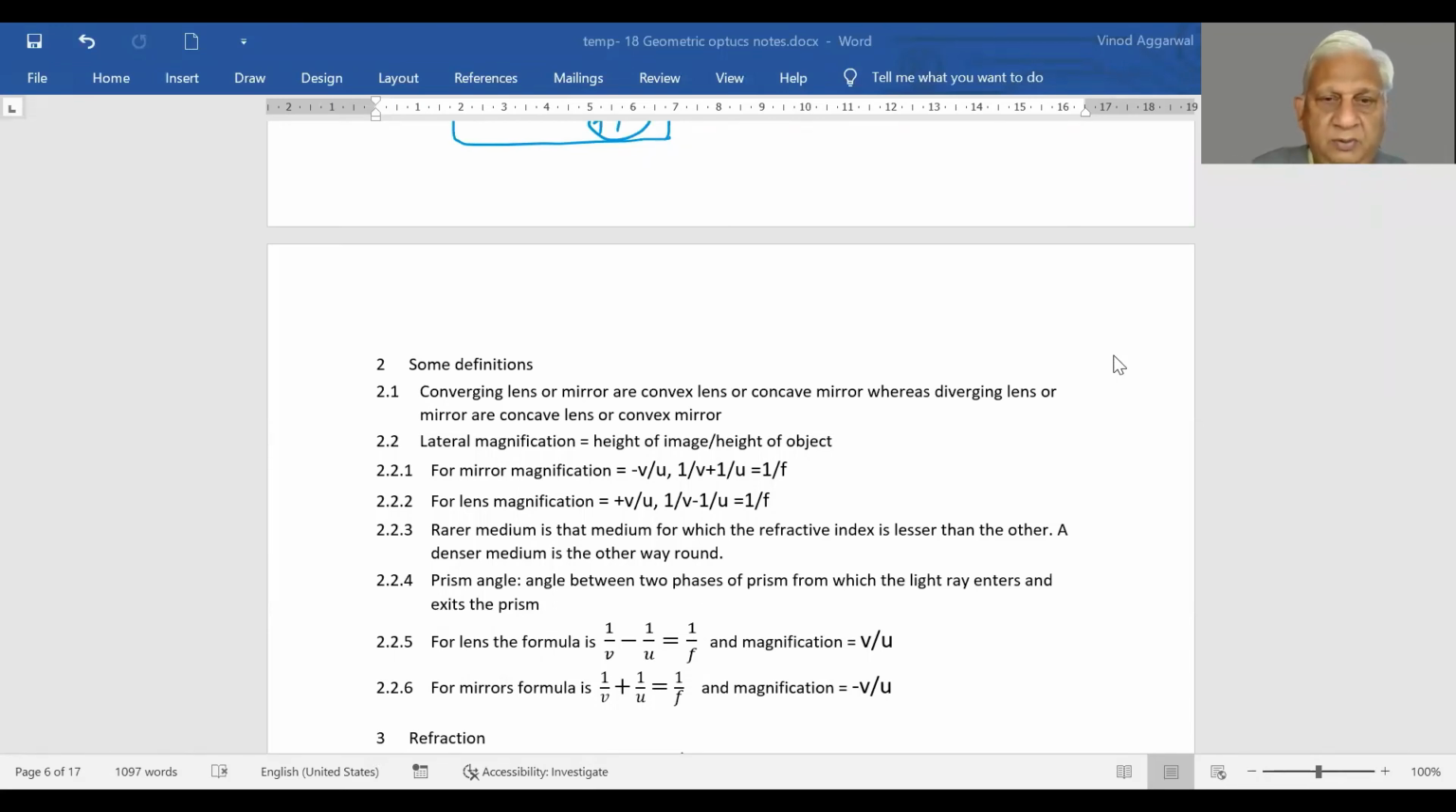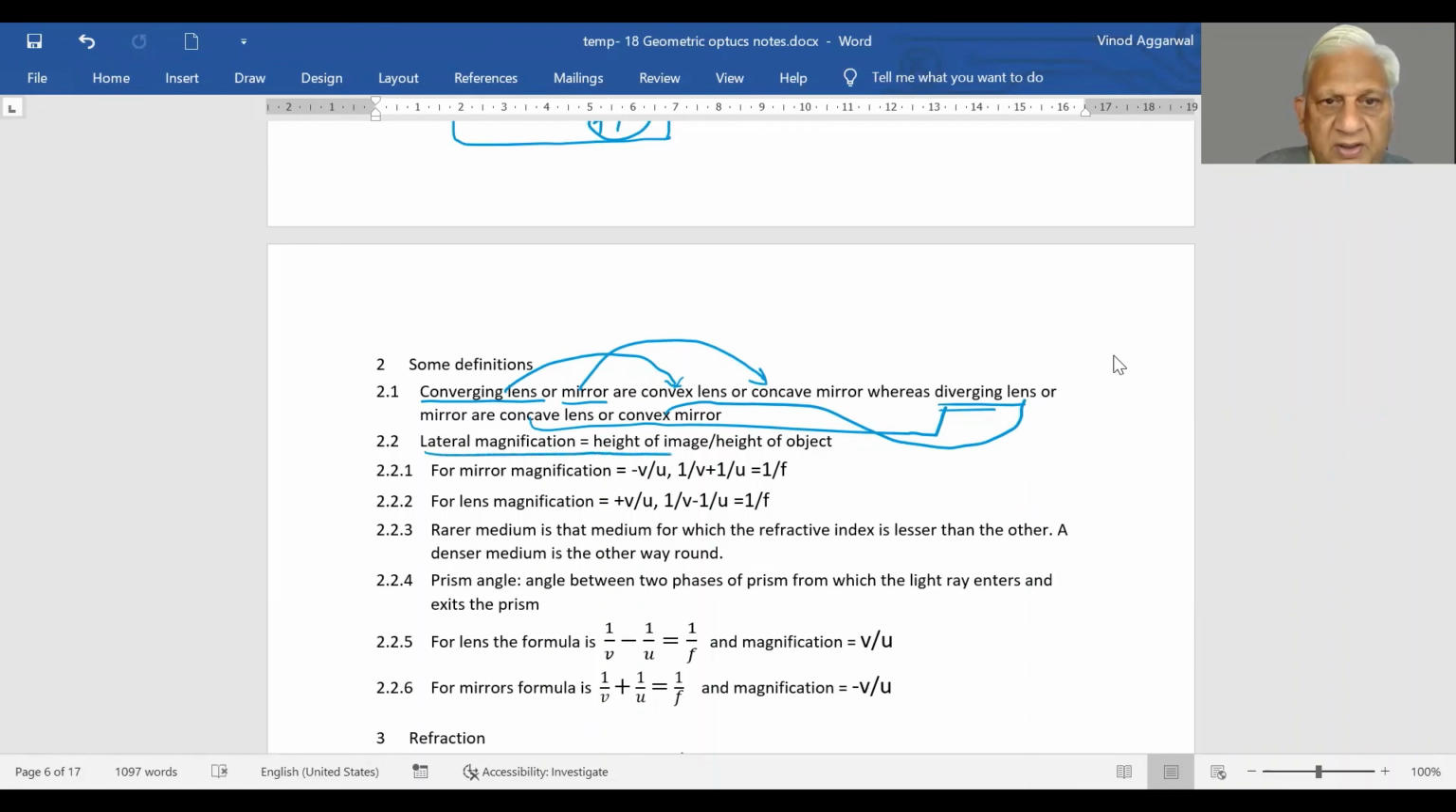We will recap on certain areas which many times create confusion. Converging lens or mirrors. Converging lens is a convex lens and a converging mirror is concave mirror. Whereas a diverging lens will be a concave lens and a diverging mirror will be convex mirror.